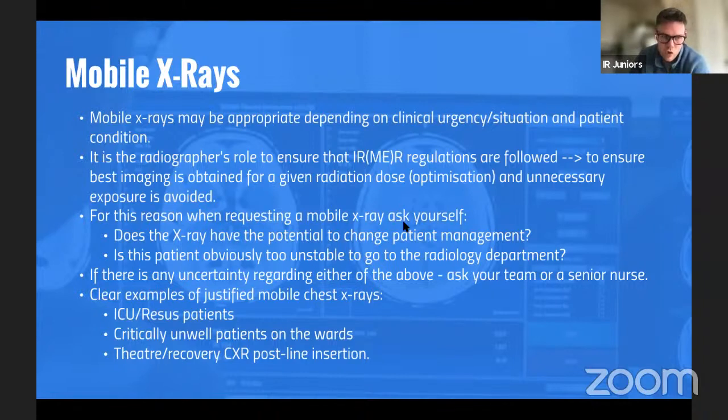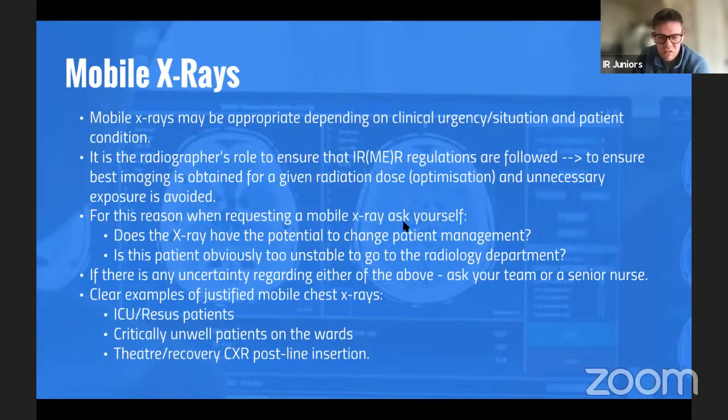And if you're not sure about the answers to those questions, senior nurses or obviously other members of your team are great people to talk to about that. There are obviously very clear examples of when we'll be doing portable chest x-rays: ICU resus patients, if you have somebody really deteriorate on the ward and they're not stable enough to go down, recovery and theater chest x-rays, and if patients are getting lines put in and you want to get imaging on the spot in case there's any need for repositioning.